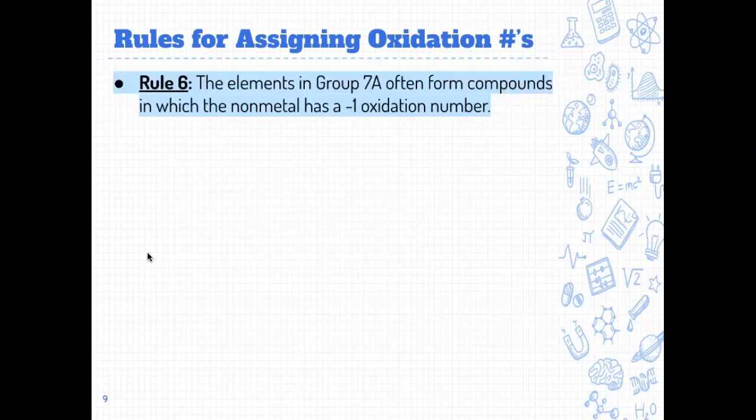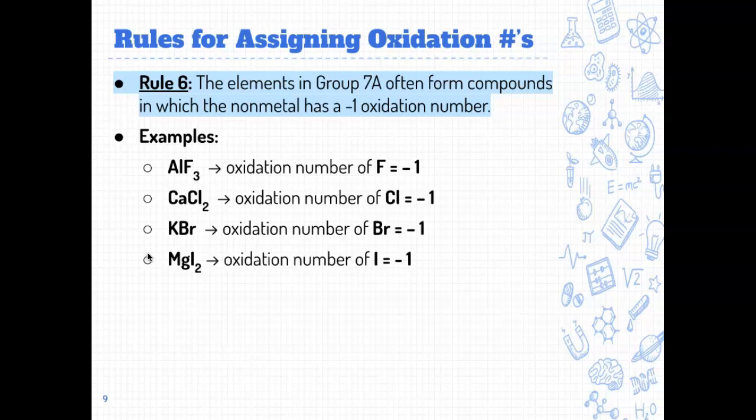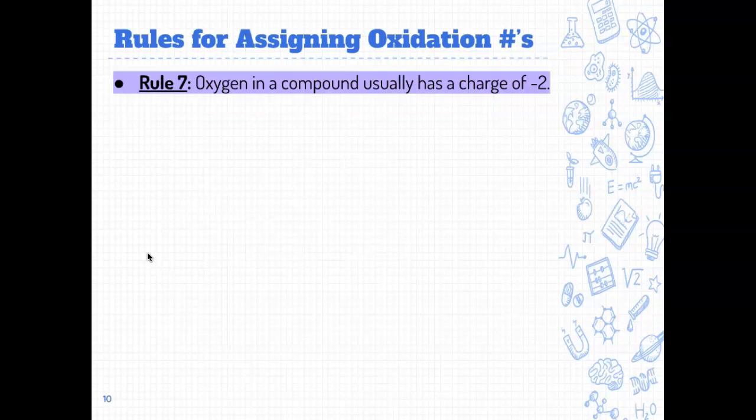Rule number 6, the elements in group 7A, so those are the halogens, so iodine, bromine, chlorine, those guys, they have an oxidation number of -1 when they form a compound. So aluminum fluoride, fluorine is going to have a -1 oxidation number. Calcium chloride, the chlorine is going to have -1 oxidation number. Calcium bromide, bromine is going to have a -1 oxidation number. Magnesium iodide, the iodine is going to have a -1.